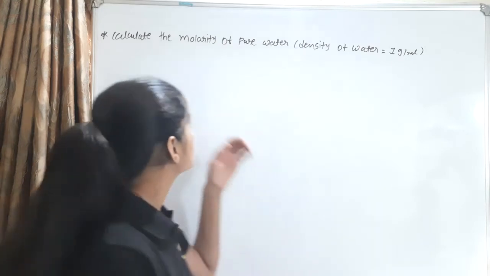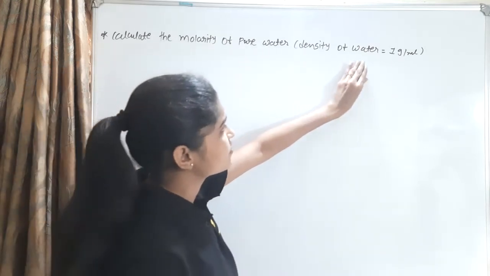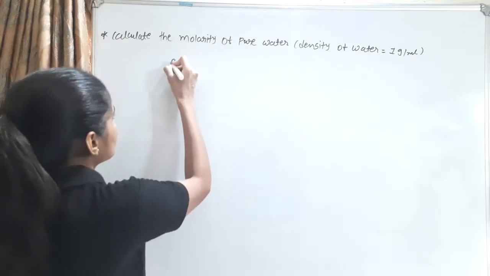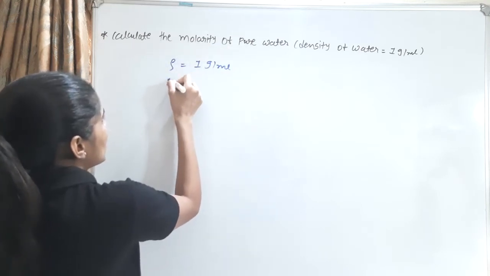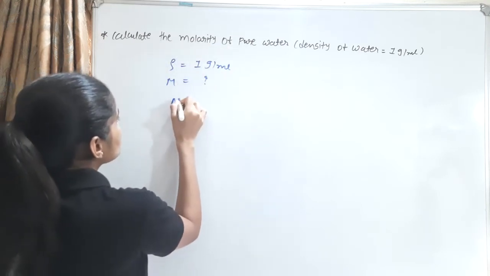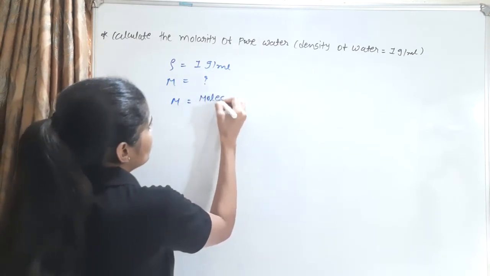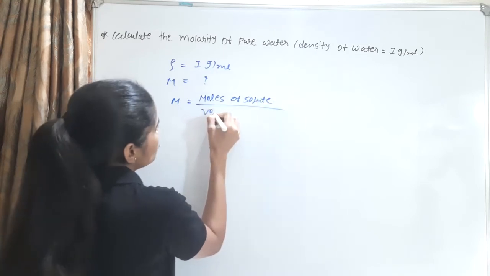First example is calculate the molarity of pure water. Density given value is equal to 1 gram per mL. So density value rho is equal to 1 gram per mL. We find out the molarity. We know that the molarity is equal to the number of moles of solute divided by the volume of solution.